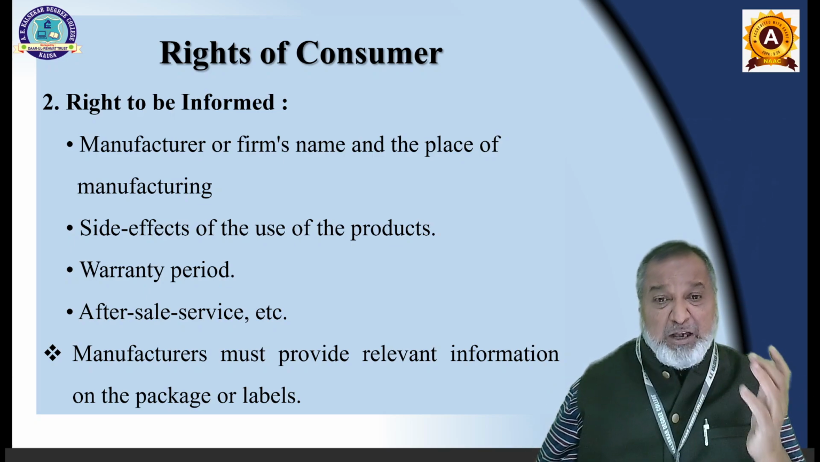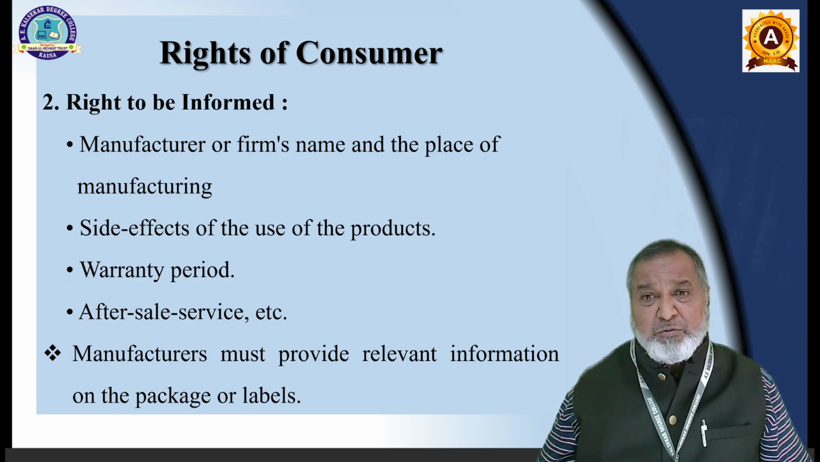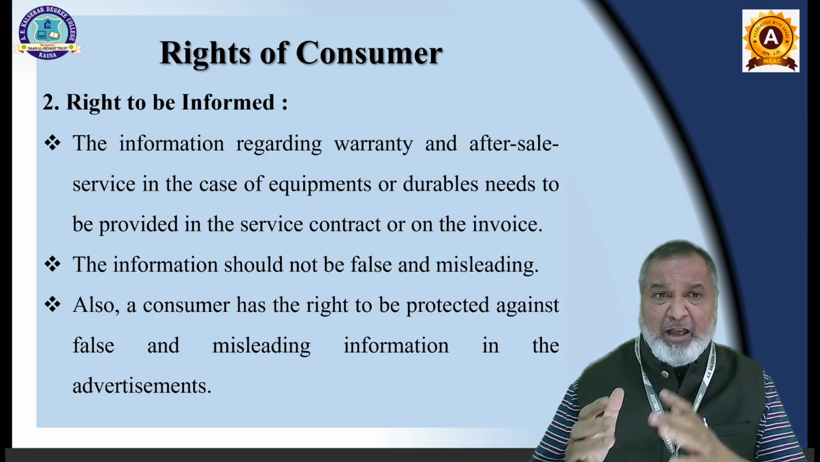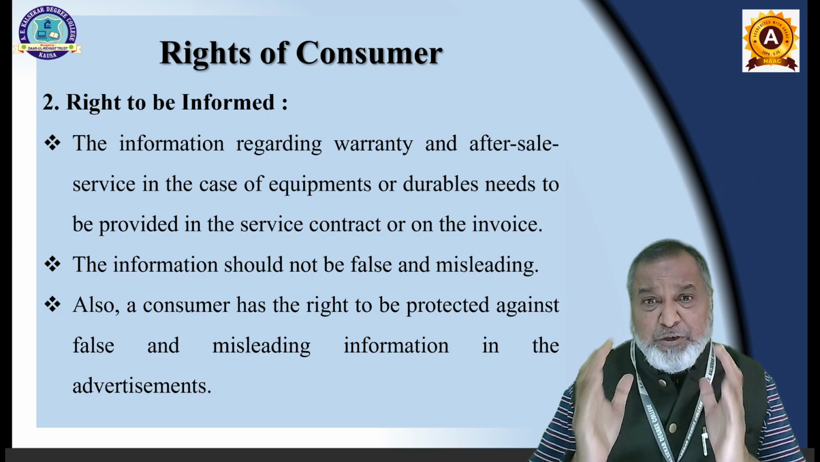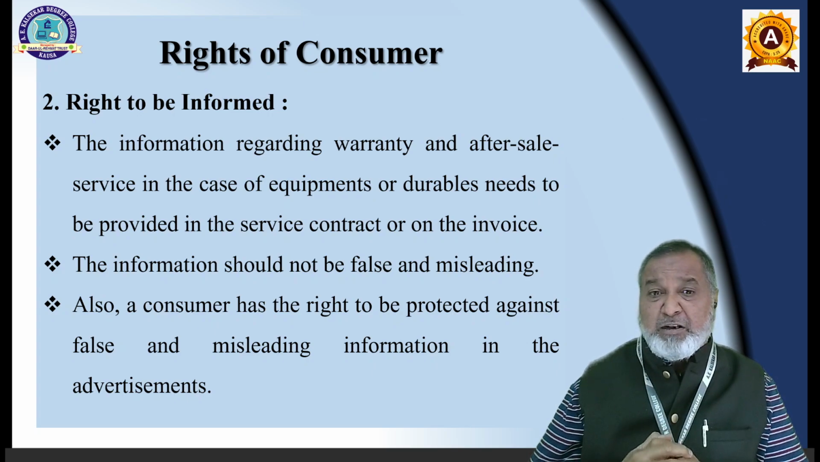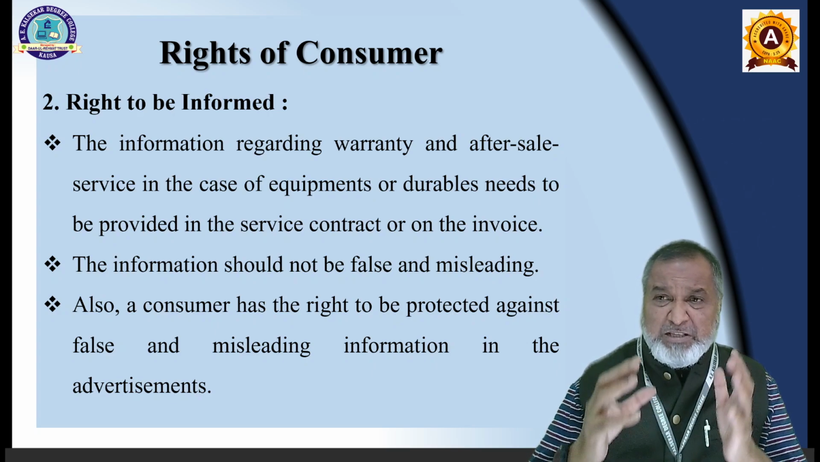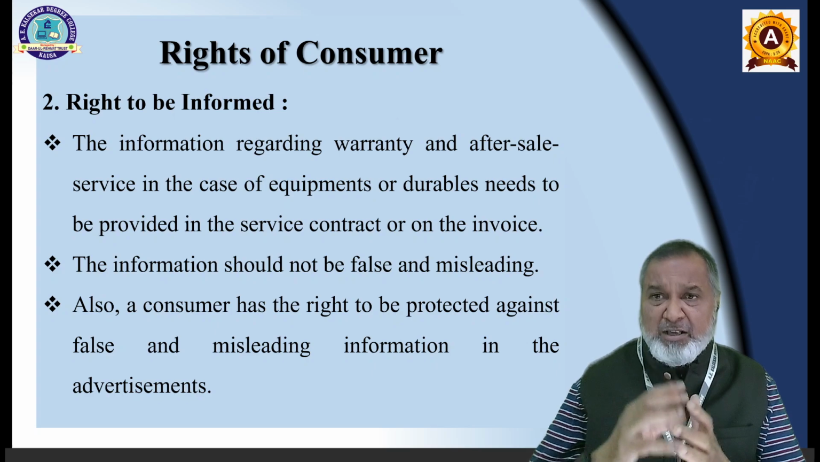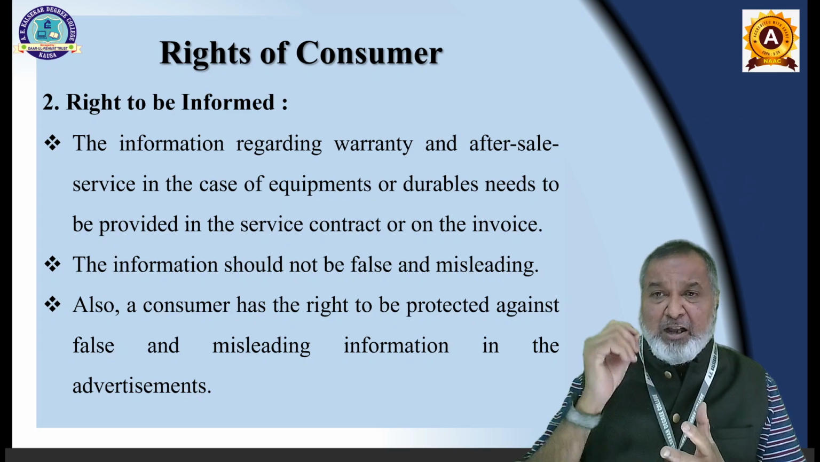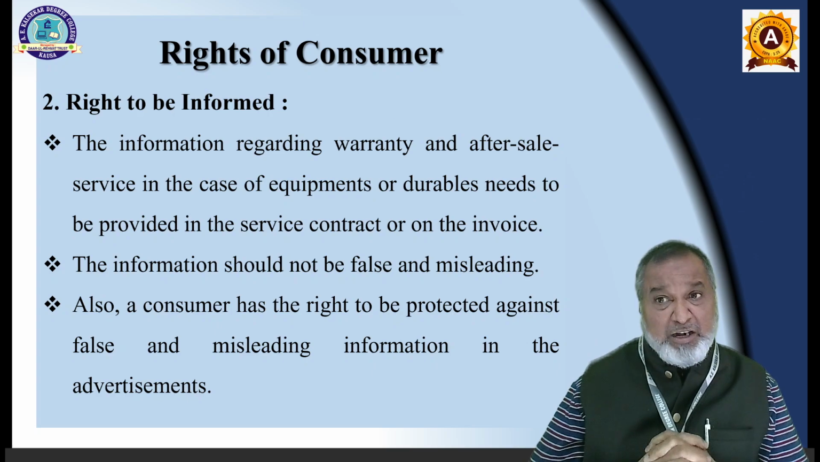You have to see that the manufacturer provides relevant information on the package as well as all the labels. The information regarding warranty and after sale service in the case of equipment or durables needs to be provided in the service contract or in the invoice. Whenever you purchase anything, there will be a warranty card or guarantee card. You have to see that it has been stamped properly, with the date and the shop from where you purchased it. The date has to be there.